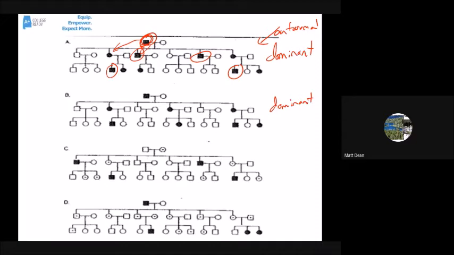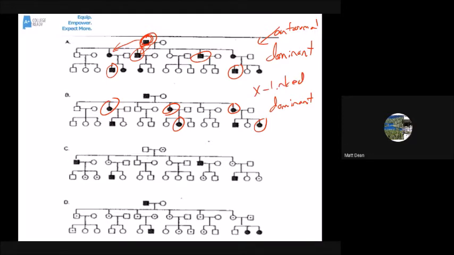Next thing we want to look at is, are males and females affected equally? And what we can see in this pedigree in B is that there are a lot more affected females than there are males. If one gender is affected more than the other, it's probably going to be a sex-linked thing. And since females can be affected, it can't be Y-linked. So this is going to be an X-linked dominant trait.